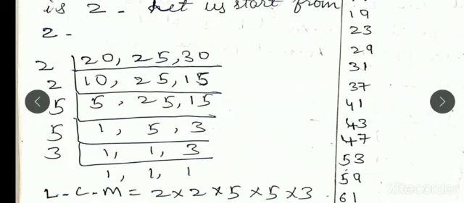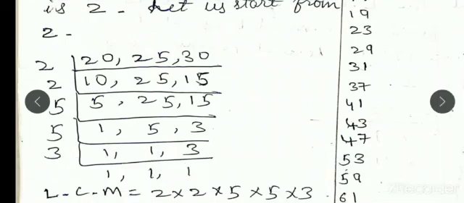Now I will try to divide 1, 5 and 3 by 5. But I can only divide 5. I cannot divide 1 and 3. So I will write 1 and 3 as it is and I will divide 5. That is 5 ones are 5.